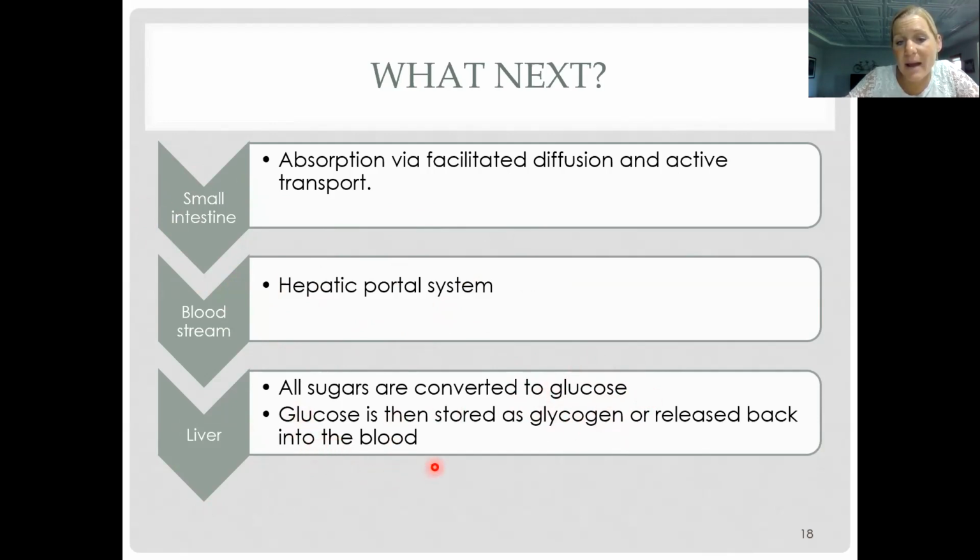It can be released back into the blood if I need more sugars in my blood, or it can be stored in the form of glycogen. It can also be stored in the form of fat as well. If I overconsume carbohydrates, I certainly can convert those into fat molecules as well. So those are all the different possibilities that we see with glucose once all the sugars are converted within the liver.